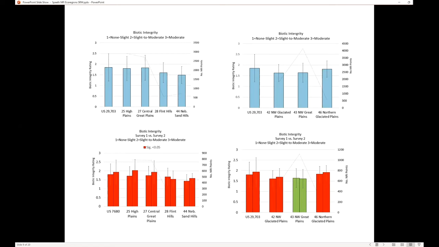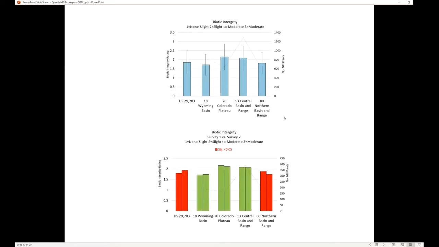The Flint Hills, actually, the situation got a little better. In the Nebraska Sandhills, again, the trend is starting to move more toward slight to moderate. And then we see the same situation there, the same types of data for the Northern Great Plains. And now we'll quickly look at what is going on with most of the West. It's nice to know, for example, that in the Wyoming Basin, Colorado Plateau, and Central Basin and Range, there is no significant change between the 6-year period.